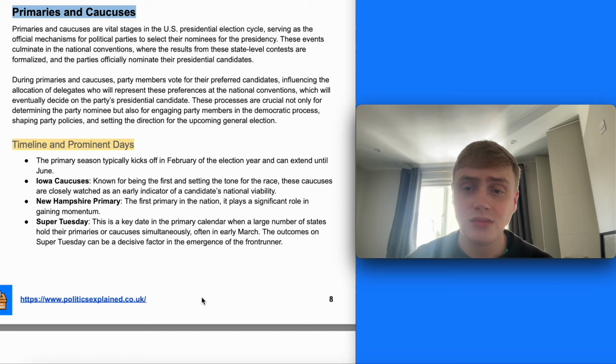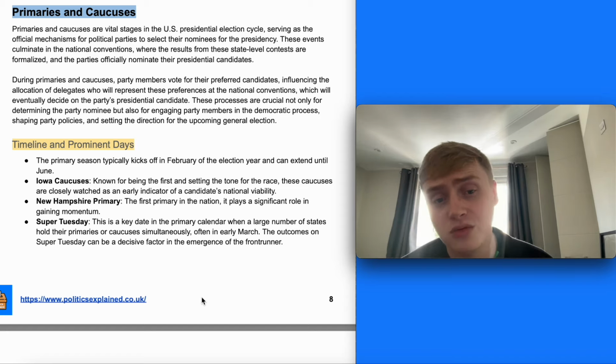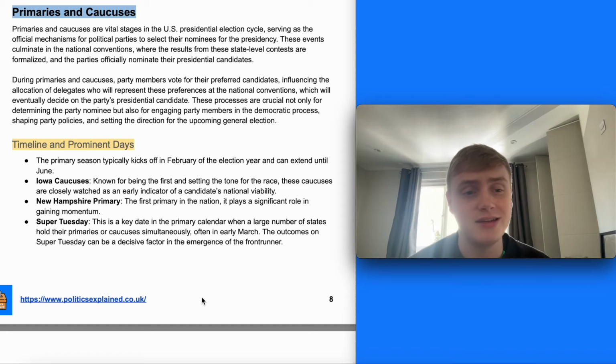In terms of the timeline, the primary season typically kicks off in February of the election year and can extend until June. The Iowa caucuses are really key, so they're the first primary or caucus and set the tone for the race. They're closely watched as an early indicator of a candidate's national viability. Then you have the New Hampshire primary, which is the first primary in the nation, playing a significant role in gaining momentum. And then by the end of Super Tuesday, it's really clear who's likely to be the winning candidate.